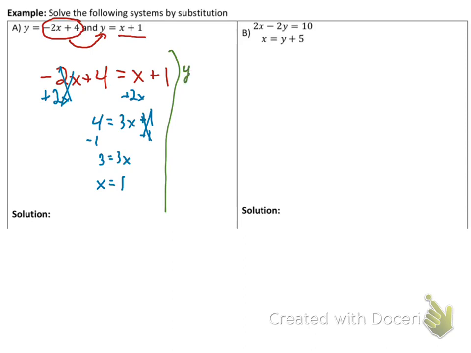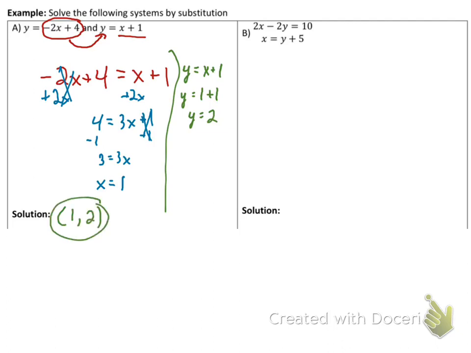I want to figure out what y is. So it was y equals x plus 1, but I now know that x equals 1. So instead of x, I'm going to plug in 1. So 1 plus 1, y is going to give me 2. So my solution there is 1, 2.